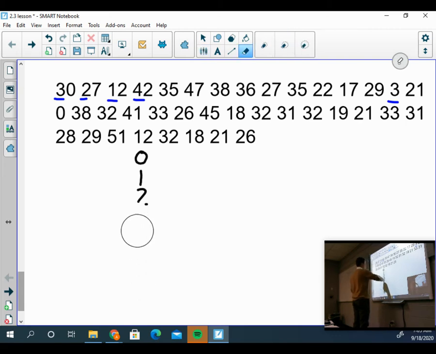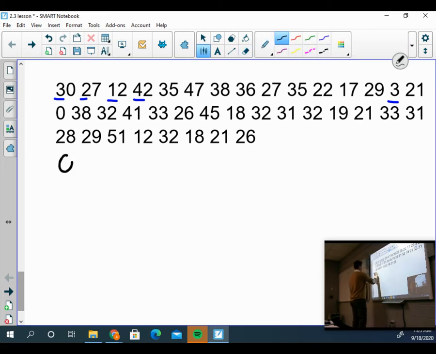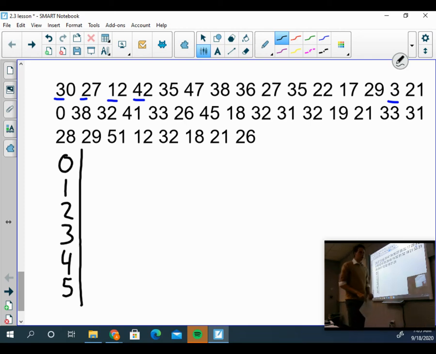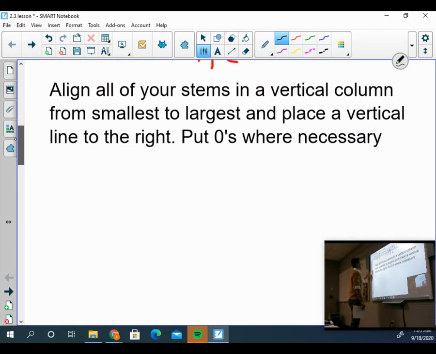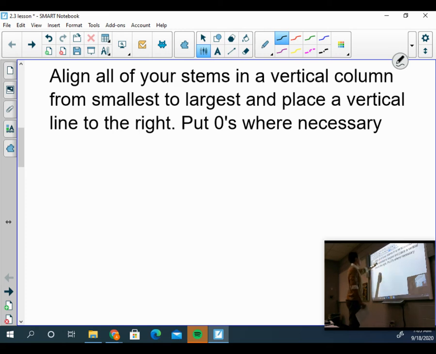Actually, I'm going to give myself a little more room here. And I'm going to put a vertical line down the side. If this is confusing to you right now, I promise, write down all the steps, keep chugging along, and it's going to make sense as you practice it. Kind of like the histogram. So we aligned all of our stems in a vertical column from smallest to largest, and we placed the line to the right. Put zeros where necessary.